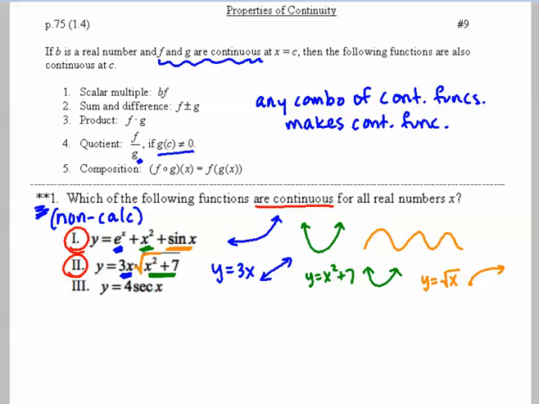This one, secant x. I don't know if you remember what the graph looks like, but I hope you remember at least that secant x is the same as 1 over cosine of x. Well, guess what? Now we have a denominator, and the denominator cannot equal 0. Does cosine of x equal 0? Yes, it does. It equals 0 at a variety of places: at pi over 2, at 3 pi over 2. Keep going. There's a lot of places where it equals 0. We can't have a denominator equaling 0, so this one is not going to be continuous.